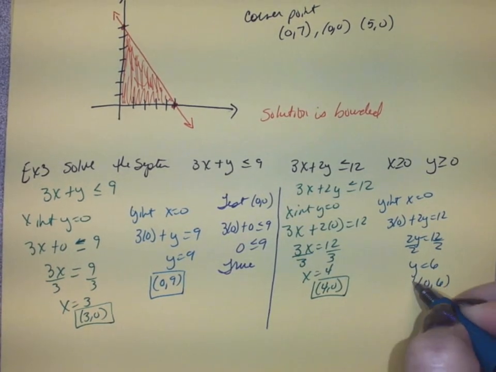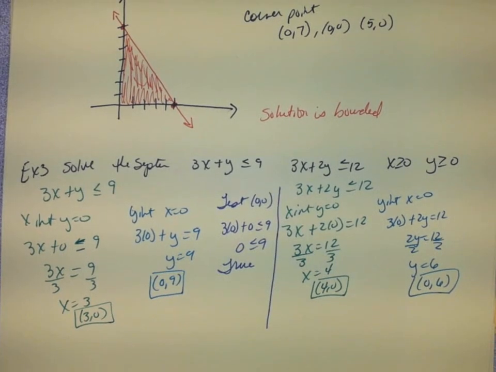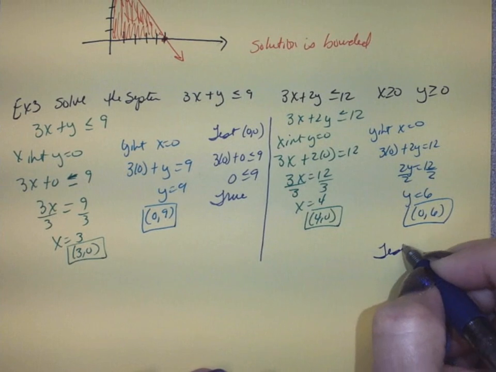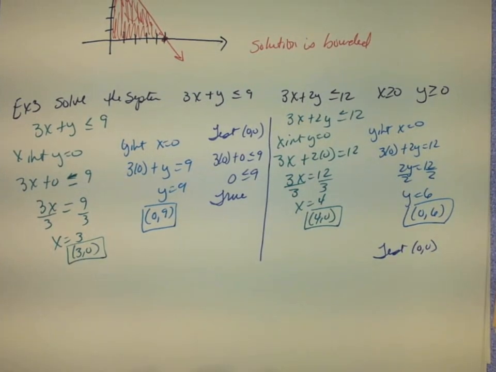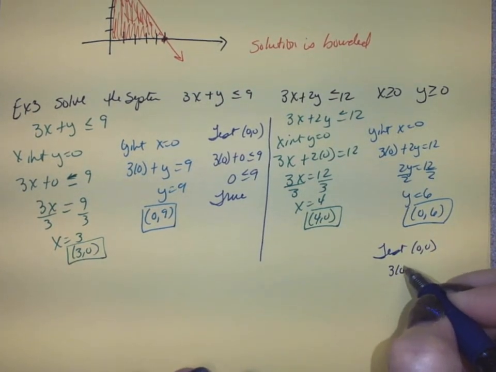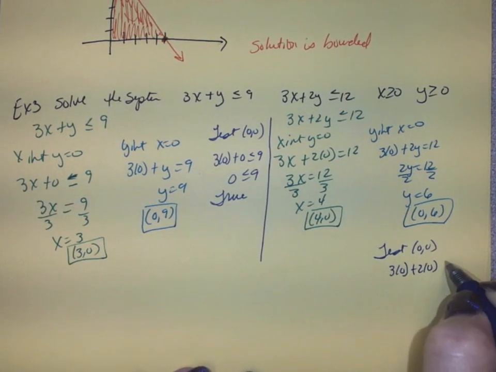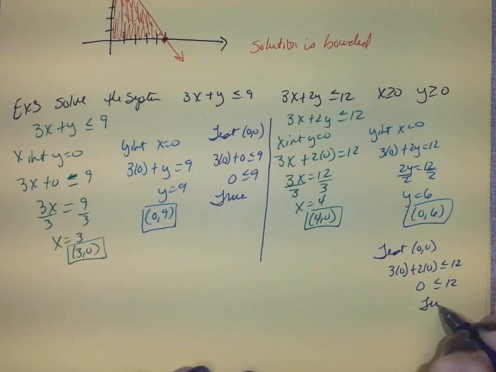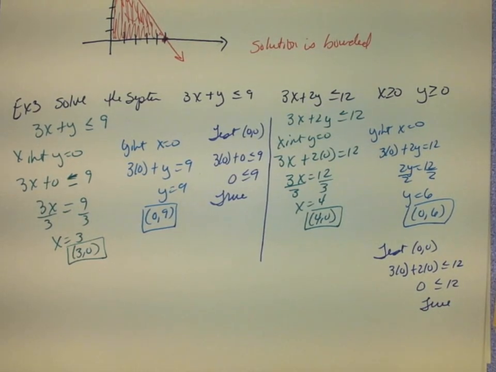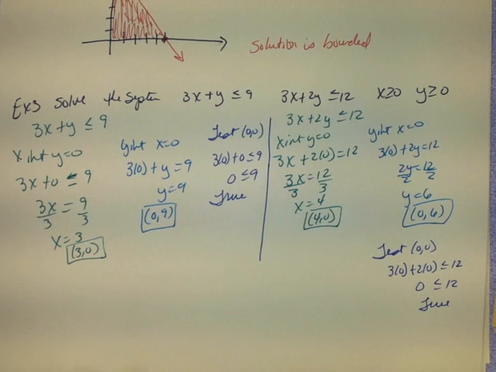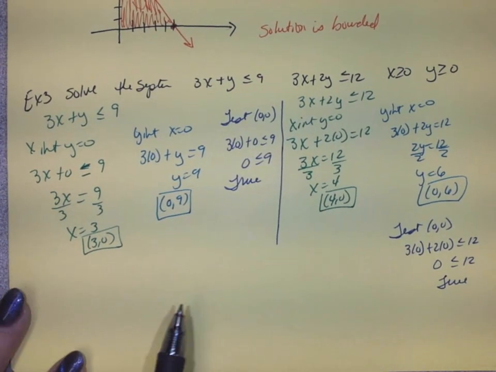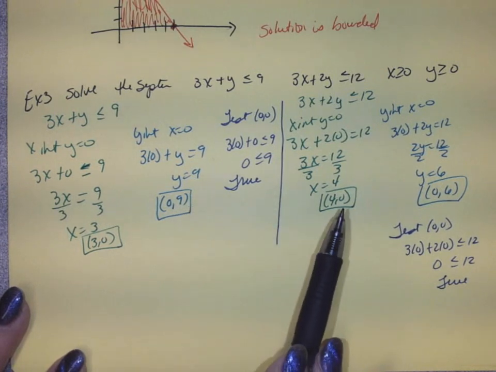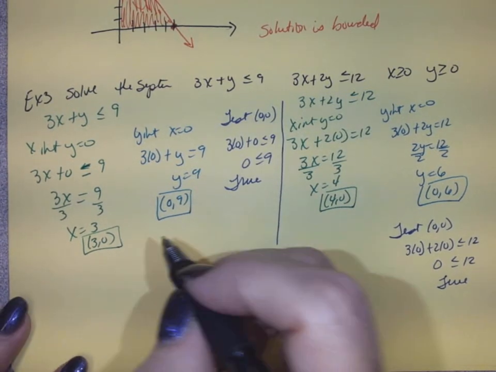So 0, 6 is our y-intercept, and then we still have to do our test point. So we're going to test 0, 0. So we have 3 times 0 plus 2 times 0 less than or equal to 12. 0 is less than or equal to 12, so this is also true. So now we need to graph. So our high point on the y is 9, and our high point on the x is 4.